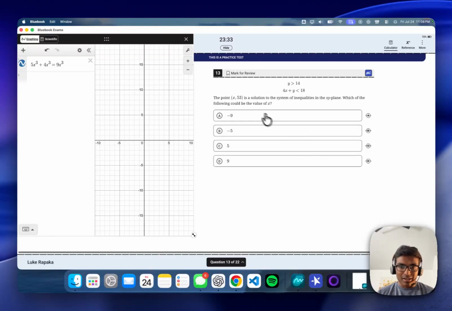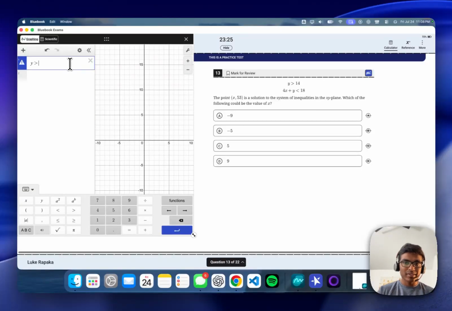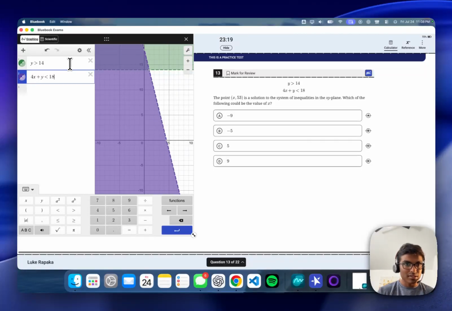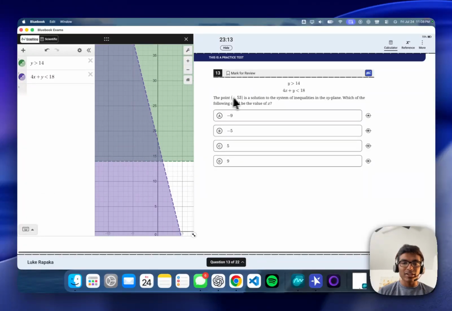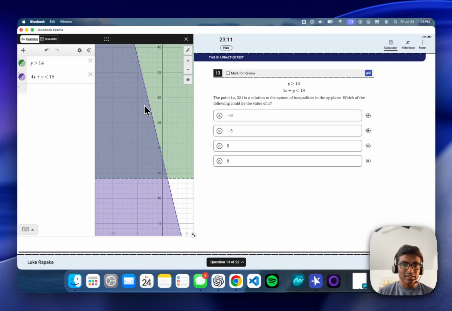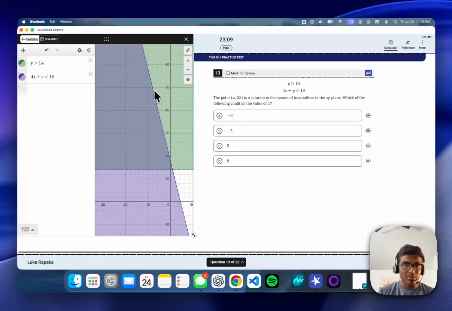Okay. If the point (x, 53) is a solution, which of the following could be the value of x? Same thing, let's just use Desmos. All I'm going to do is plug in the inequalities. We know the y value has to be 53, right? So 53 is all the way up here somewhere.